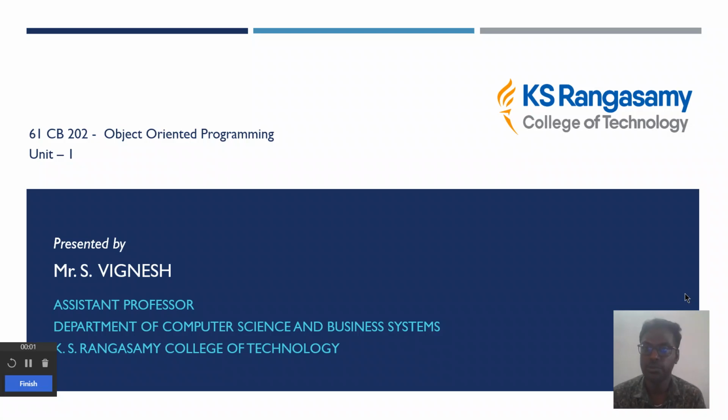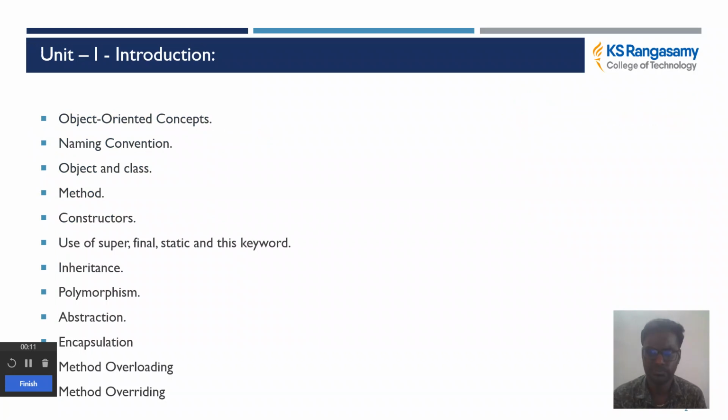Hello students, today we are going to see the last topic in the first unit, called method overloading and then method overriding. But before that, I would like to summarize the concepts that we have discussed in unit 1, like object-oriented concepts, naming convention, objects and class, methods, constructors and so on. So we have to discuss these things, and then we are going to the next topic.